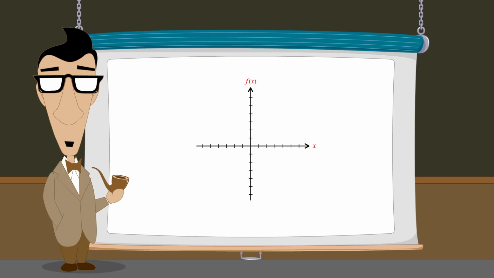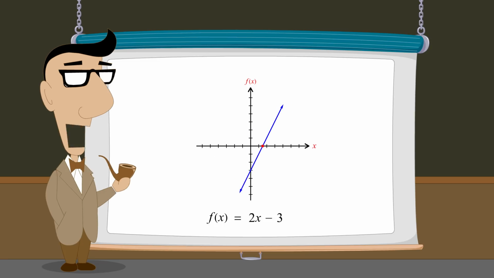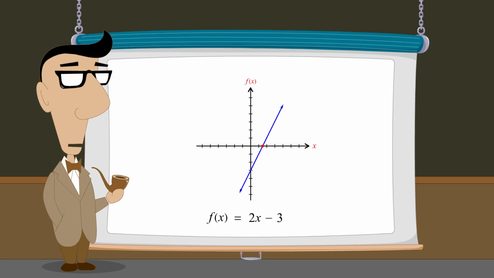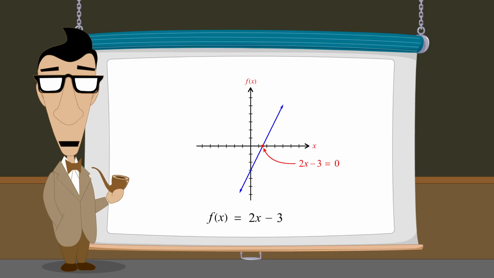Finding the zeros of a linear function is easy, since unless the function's graph is a horizontal line, it will always have a single x-intercept and thus a single zero. To find the zero of a linear function, we determine its x-intercept by setting the function equal to 0 and then solving the equation for x.